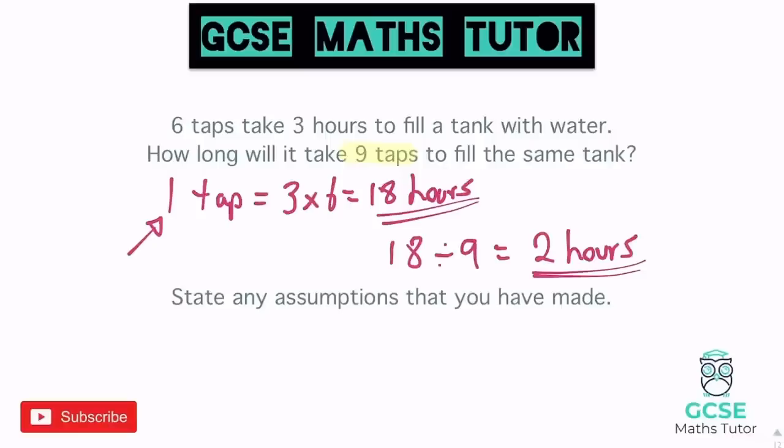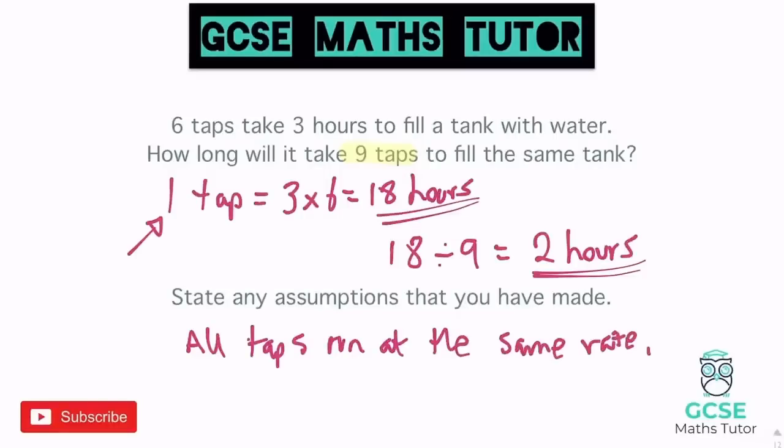So it says state any assumptions that you've made. Well, I've assumed here that all these taps are running at the same rate. Okay, that's my assumption. All taps run at the same rate. There we go. So obviously in that original statement there, 6 taps take 3 hours, while one of those taps might be running a lot faster than the other, and that would change our answer. So we are assuming that all the taps are running at the same rate.